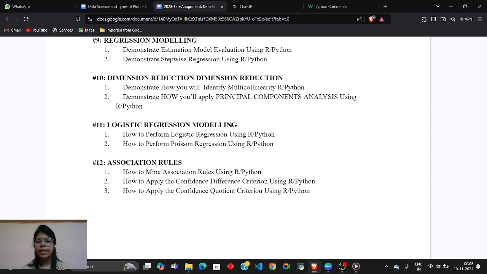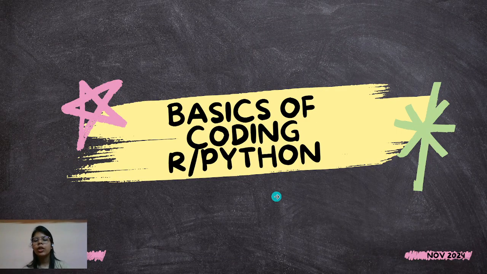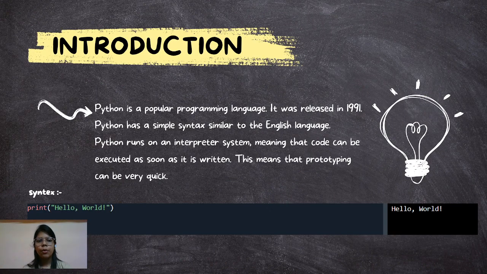Now let's see the second part of the video, which is the basics of coding. Then we have the basics of coding in R and Python, and we'll be using Python for this playlist. So let's first see the introduction to Python. Python is a popular programming language. It was released in 1991. Python has a syntax similar to the English language. Python runs on an interpreted system, which means the code can be executed as soon as it is written. This means that prototyping can be very quick.